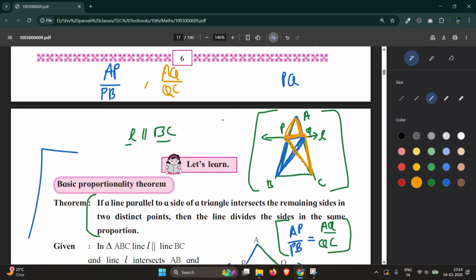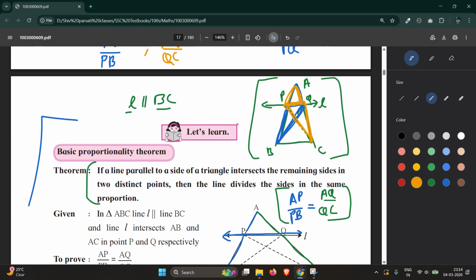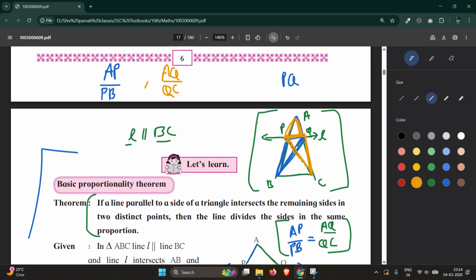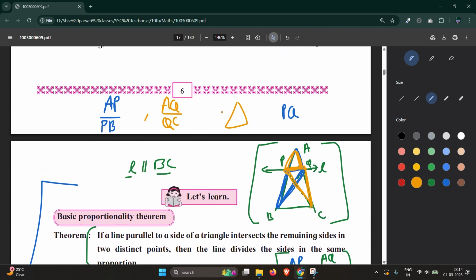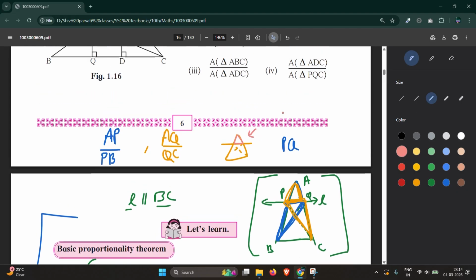So just for a quick recap, what we did was nothing very complex. We just draw a simple triangle. We draw a parallel line. We extend this over here. We extend this over here. And then we consider the upper small triangle that is formed over here.